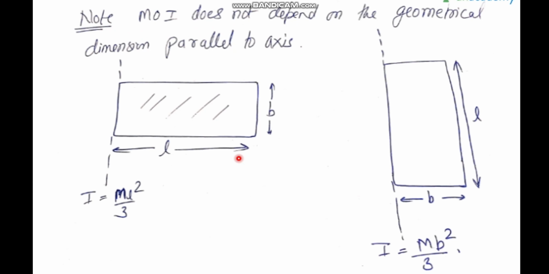So if I have a plate like this of length L, breadth B, and I want to evaluate the moment of inertia about this, it will be ML square by 3. Similarly, if I have a plate like this, uniform plate, I want to find the MOI, moment of inertia, about this axis, it will not depend on L, it will depend on B, and the answer will be MB square by 3. In this case, the perpendicular distance is L, so ML square by 3. In this case, the perpendicular distance is B, so it is MB square by 3.